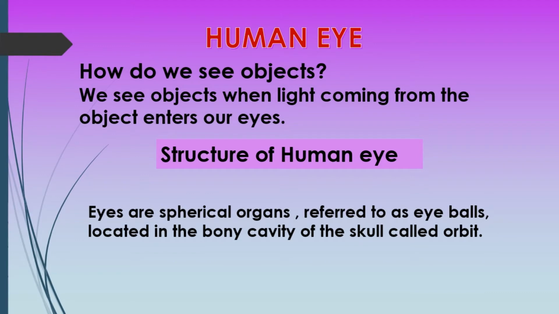Structure of human eye. Eyes are spherical organs which are referred to as eyeballs, located in the bony cavity of the skull, which is called the orbit. Eye is in the form of a ball, so usually known as eyeballs. Only the front part can be visible from outside. Eyeball is formed of 3 layers. The front visible part of the eye is made up of a whitish sclera, colored iris, and a pupil.